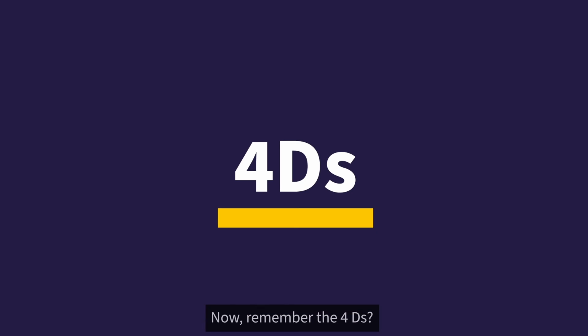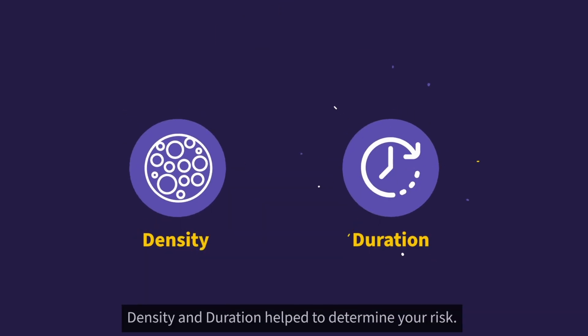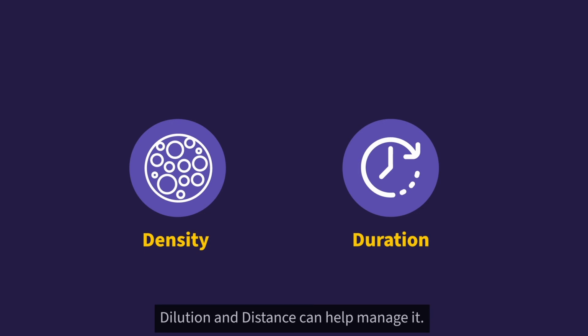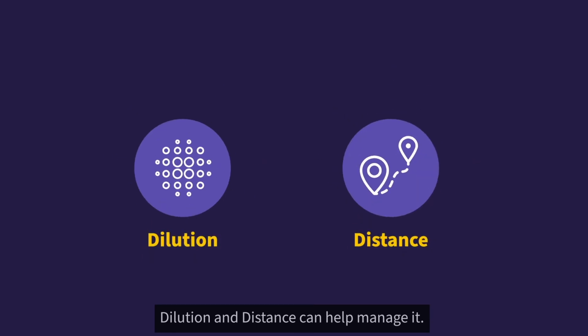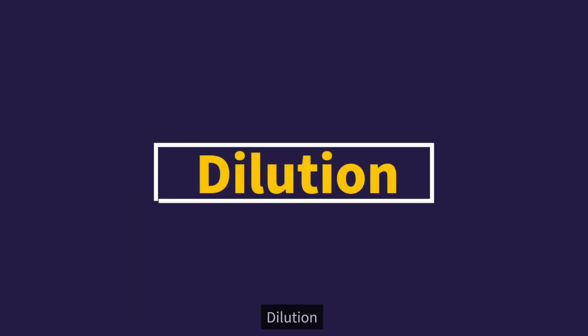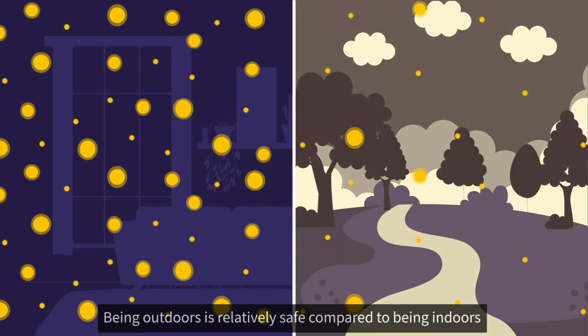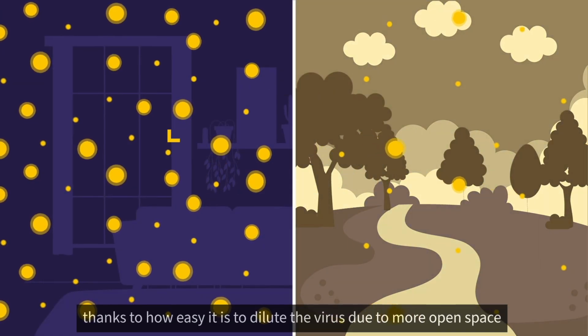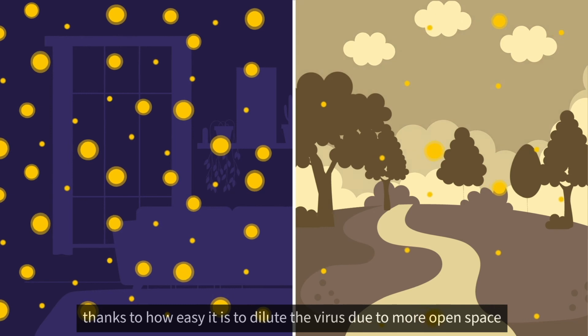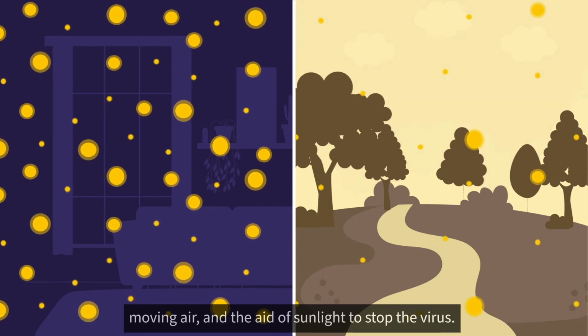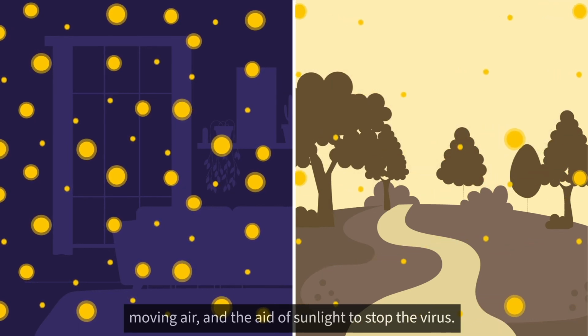Now, remember the 4 Ds? Density and duration help to determine your risk. Dilution and distance can help manage it. Dilution. Being outdoors is relatively safe compared to being indoors, thanks to how easy it is to dilute the virus due to more open space, moving air, and the aid of sunlight to stop the virus.